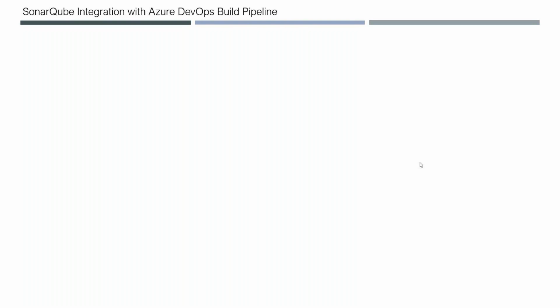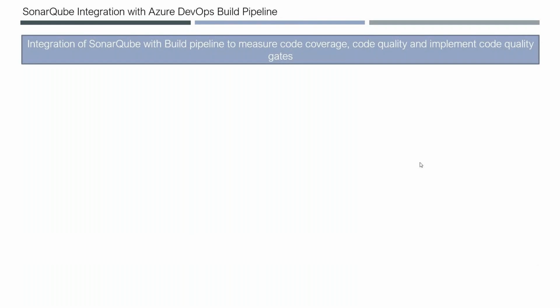Let's see what it is. So we need to integrate SonarQube with the Azure DevOps build pipeline. What's the purpose? Once you integrate SonarQube with the build pipeline, you can measure code coverage, you can do code quality analysis, and you can also implement code quality gates. These are the three things you can do, and this is the heart of any continuous integration pipeline. Without this, your CI pipeline is not complete.